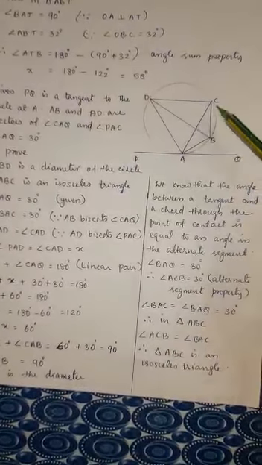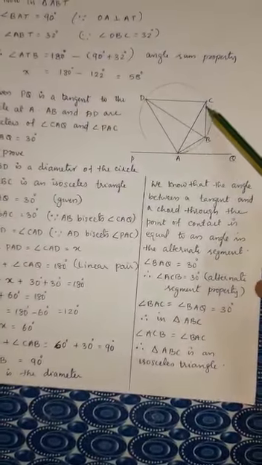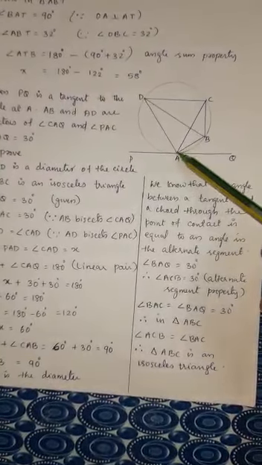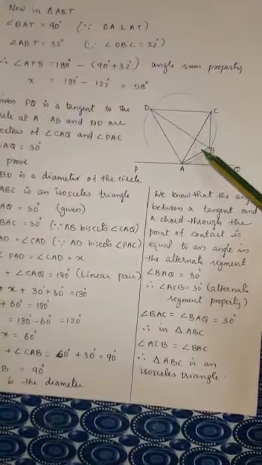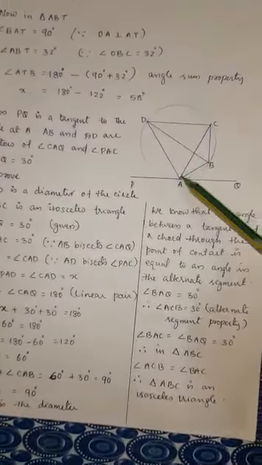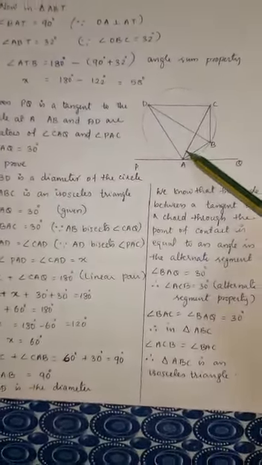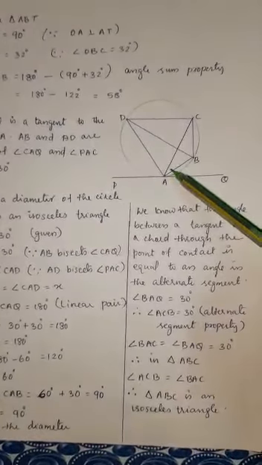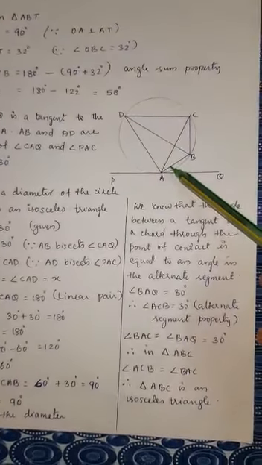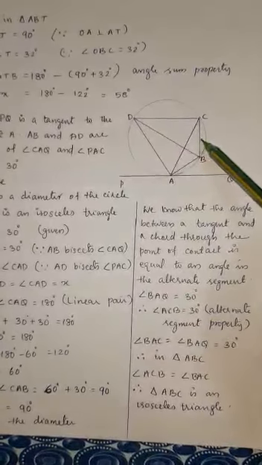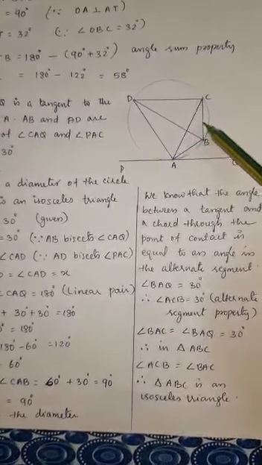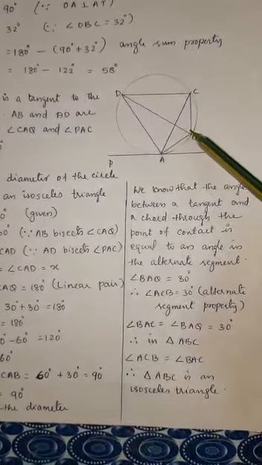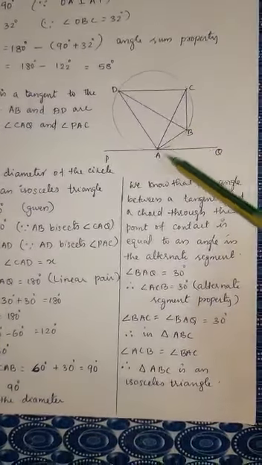Now, in triangle ABC, angle ACB equal to 30 degree, angle BAC equal to 30 degree. Therefore, AB equal to BC, side opposite to equal angles. Therefore, ABC is an isosceles triangle.